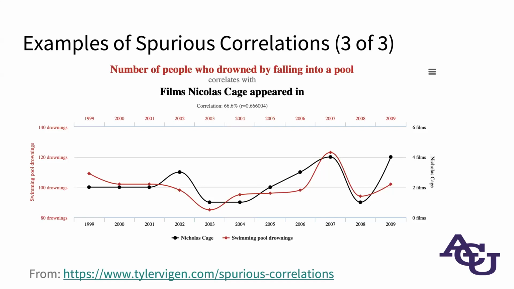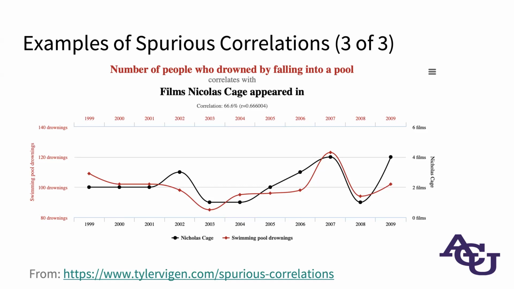Or this other fun one, when we're comparing the number of films that Nicolas Cage appeared in a given year with the number of people who drowned in swimming pools. And we see that when the number stays the same for 2 of those 3 years at the beginning, the number of drownings stays the same. When he does more movies between 2005 and 2007, the number of drownings goes up. When he does fewer from 2007 to 2008, it goes down.